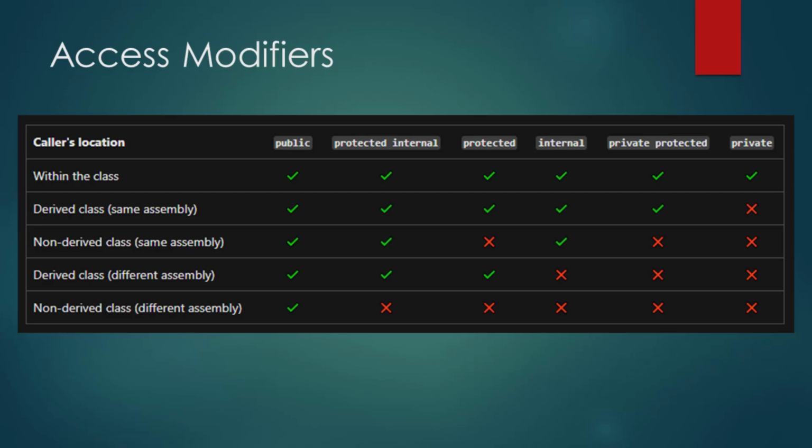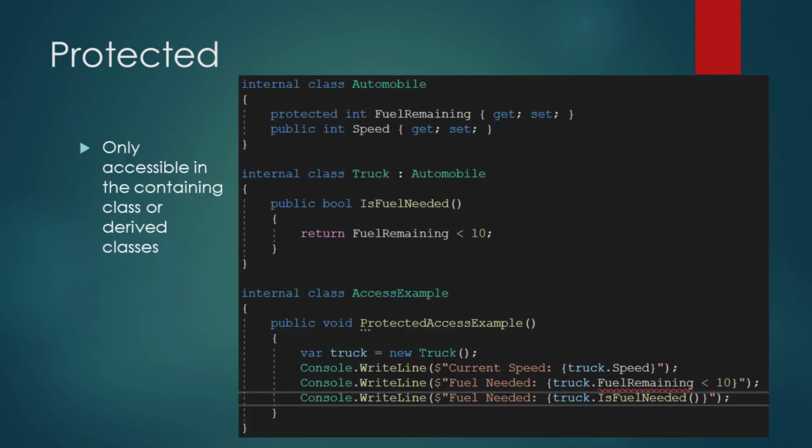Next on our list is protected. Protected means that a piece of code can only be accessed by code in the same class or in a class that is derived from that class, meaning the additional class inherits from this class. For example, say that we have an internal class called Automobile, and it has two properties, fuel remaining and speed. We also have another class called Truck, which inherits from Automobile, and inheritance here is shown by the colon after the class name. Because Truck inherits from Automobile, Truck can access the fuel remaining property because it is protected.